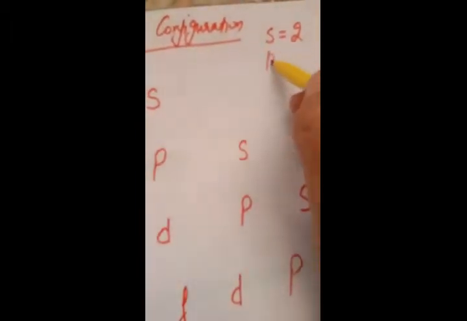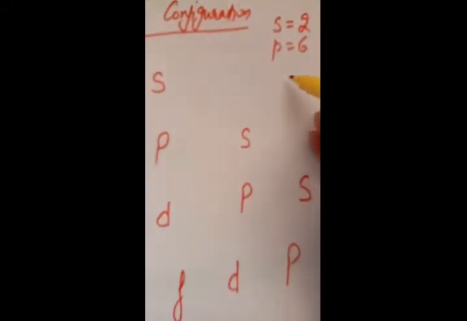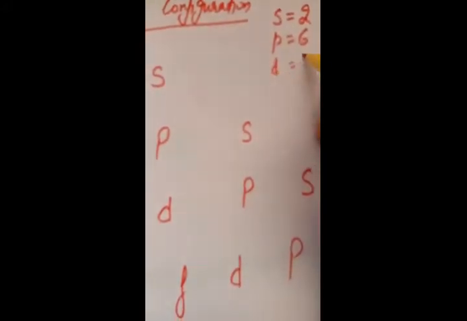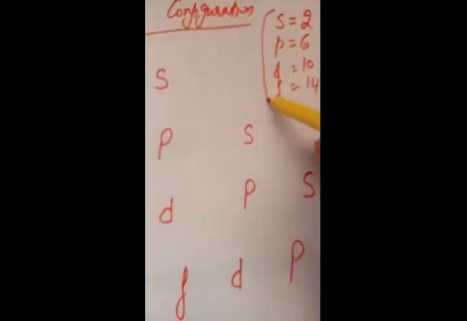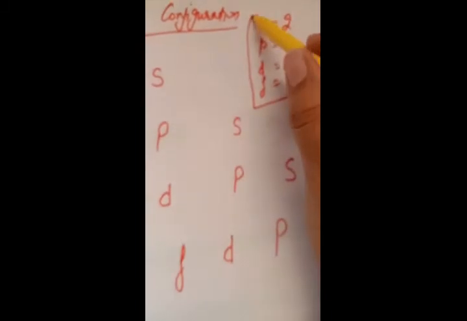2. In p, a maximum of 6 electrons can be accommodated. In d it can accommodate a maximum of 10 electrons, and f can accommodate a maximum of 14 electrons. This you have to keep in your mind.